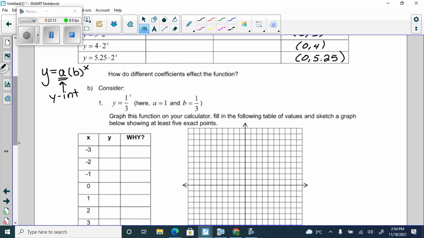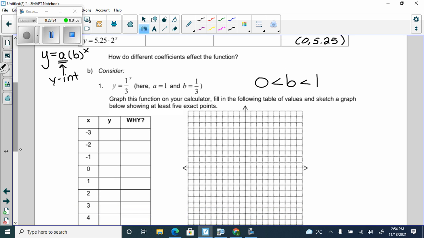Okay, we're going to look at a b where it's a third. Now your b value, just so you know, our b values are between 0 and 1 or greater than 1. We do not do negative b values. There's no such thing. Our base is either between 0 and 1, which makes it decrease, or greater than 1, which makes it increase. So let's see what happens.